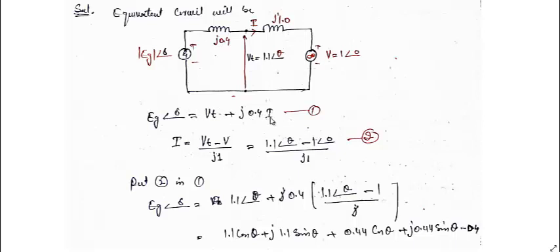So when I calculate this I, using KVL or KCL at this point, I will be equal to the voltage drop across this divided by this impedance. The voltage drop across this will be equal to VT minus V, divided by this reactance. So it will be equal to 1.1 angle of theta minus 1 angle of 0 divided by j1. So here we have three variables: theta, delta, and EG. So we need to use these two equations to calculate this.